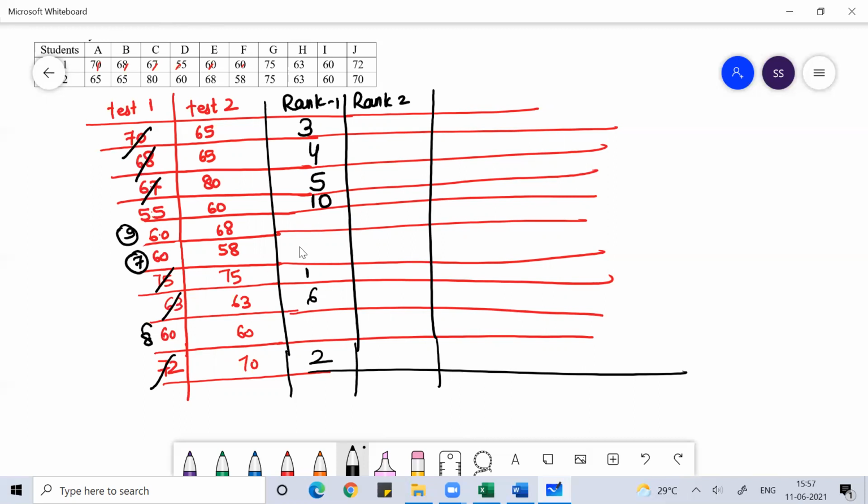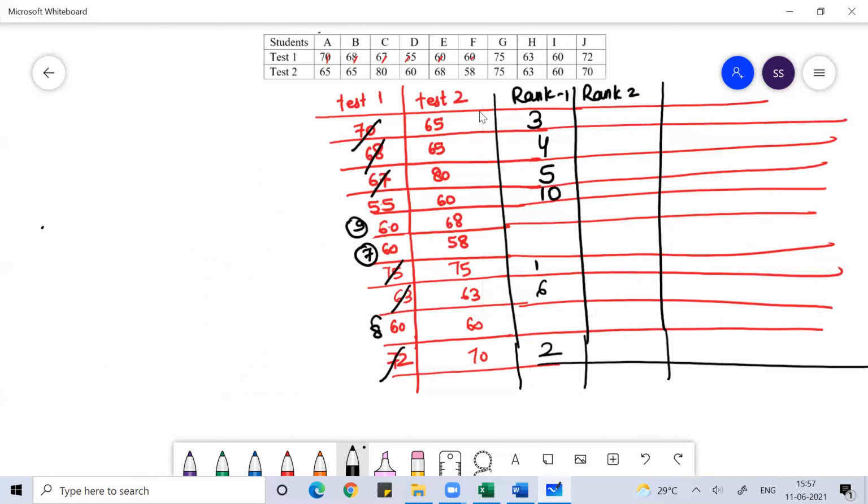There's a tie between 7th rank, 8th rank, and 9th rank. Any confusion, anyone? Whenever you have a tie, like between 7th, 8th, and 9th rank, find the average of that. If you find the average, you will get 8 only: 7 plus 8, 15 plus 9, 24, divided by 3, so that is 8. You give that rank to all 3 of them. That way you should do.